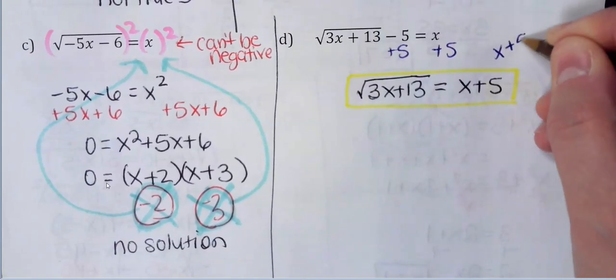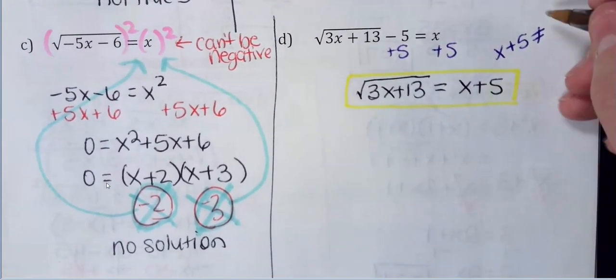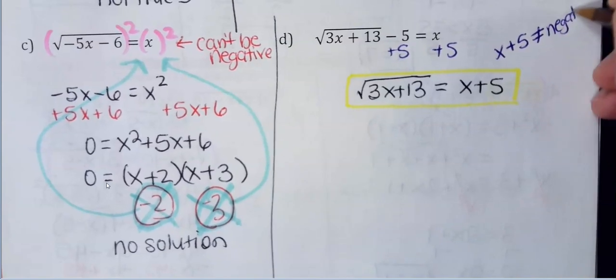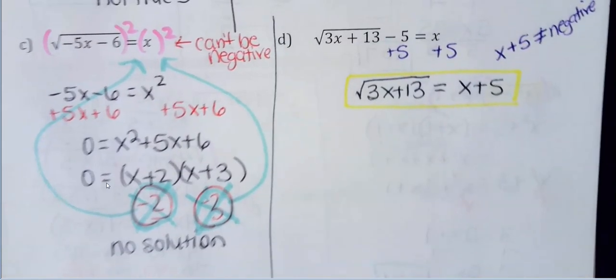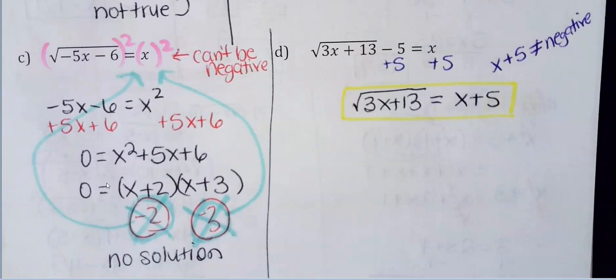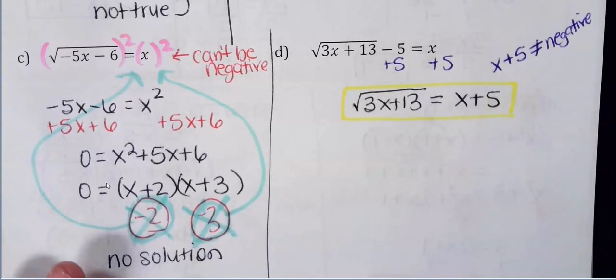X plus 5 cannot be negative because I can't have a square root equal to a negative. In this case, it's that whole expression. So I'm going to plug it back in there when I get my answers to check, but I do not want whatever my x value is plus 5 to be negative. If that's negative, then that's going to be a problem. If it's positive, we're going to be okay. As long as it's positive, we're good.